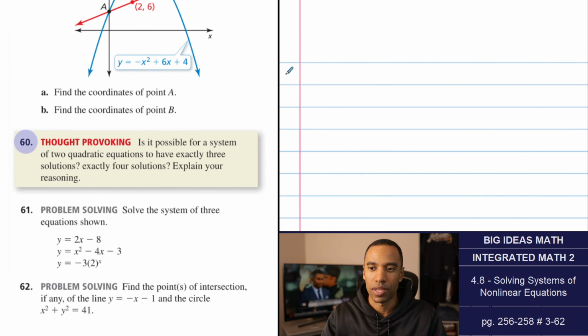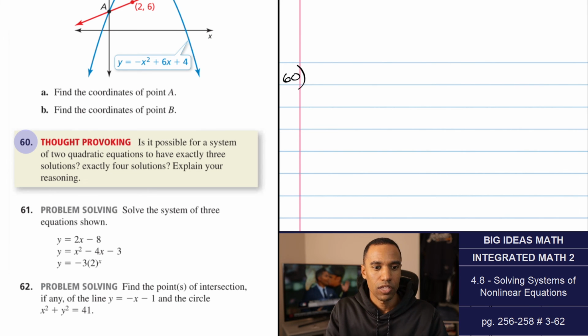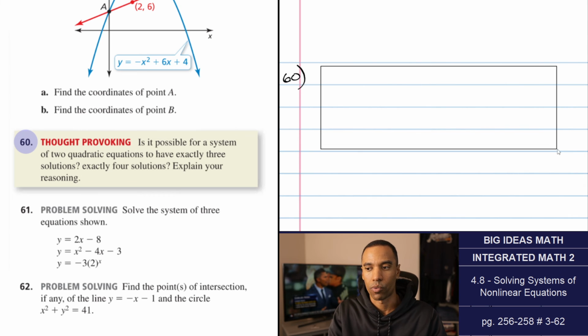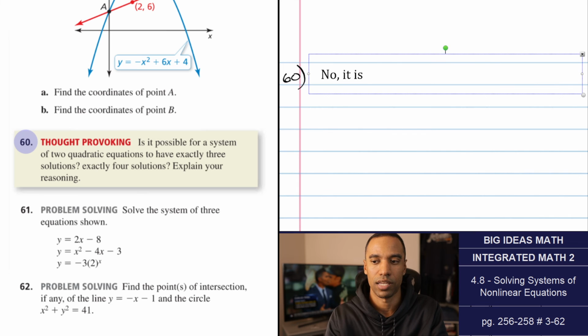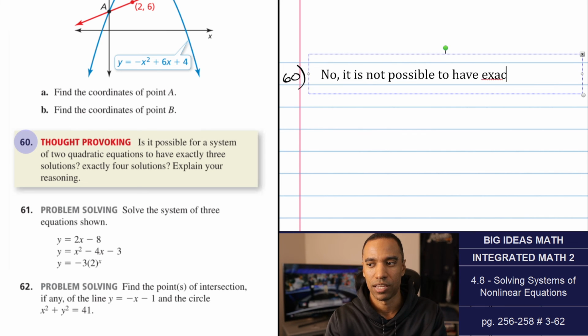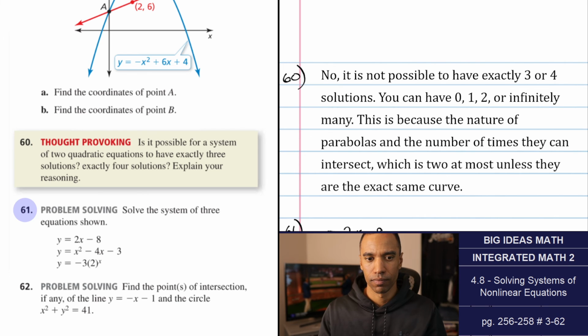All right, 3 more questions. Number 60. Is it possible for a system of two quadratic equations to have exactly three solutions? Four solutions? Explain your reasoning. No. Not quadratics. Not with the leading degree quadratic. No, it is not possible to have exactly three.